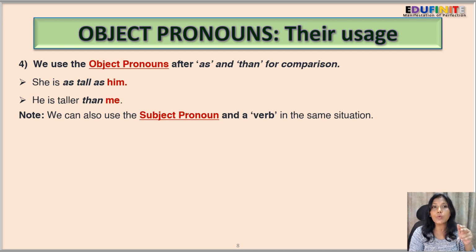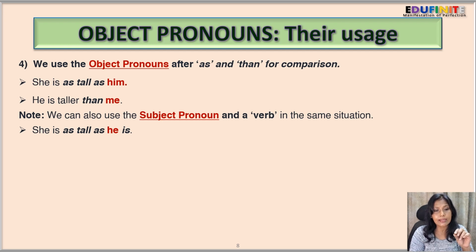So let's look at how we transfer the sentences. Like, she is as tall as him. Now since we are replacing the object pronoun with a subject pronoun, it will become he, and we'll need a verb after it. So the sentence will be, she is as tall as he is.